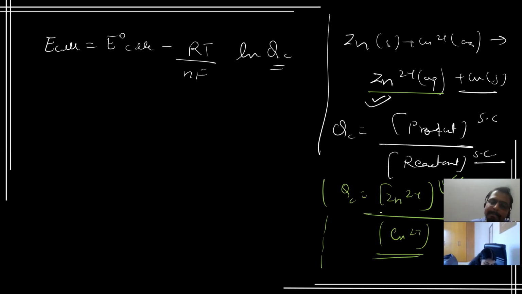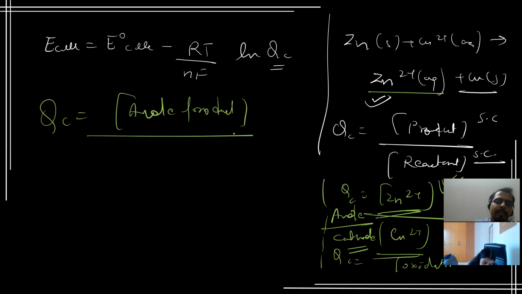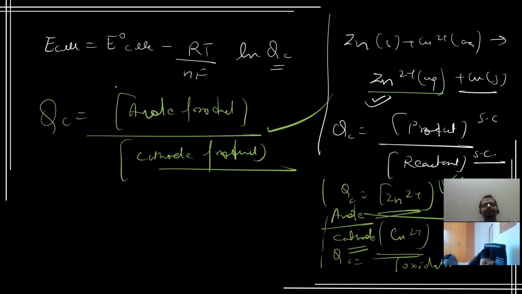Cool, got it? So you can write like this: oxidation product, or anode product. Zinc 2 plus is an anode product, and copper 2 plus is a cathode product, right? So QC can be written as the concentration of anode product upon the concentration of cathode product. I hope you got this concept in detail.